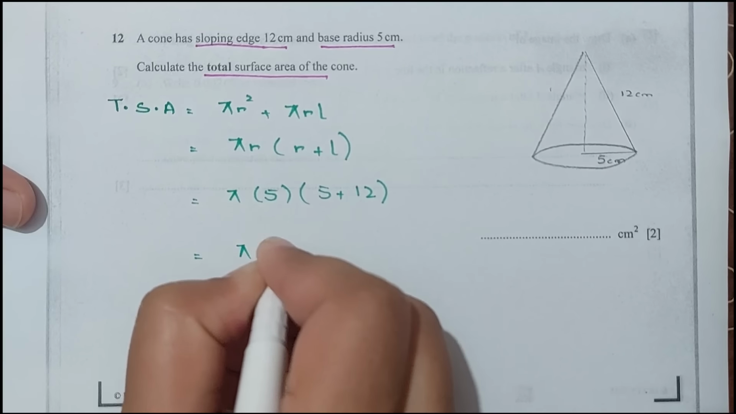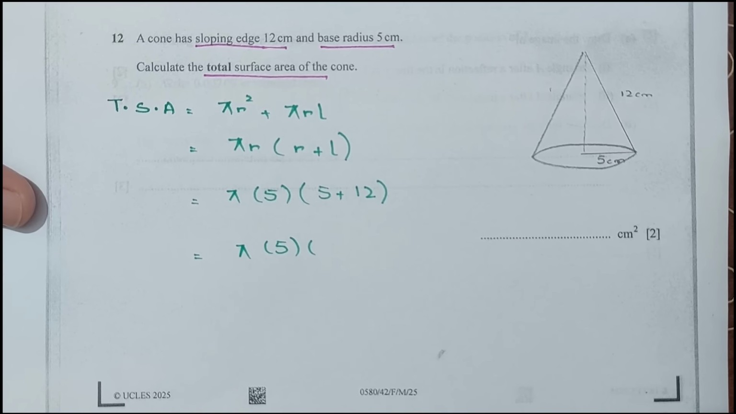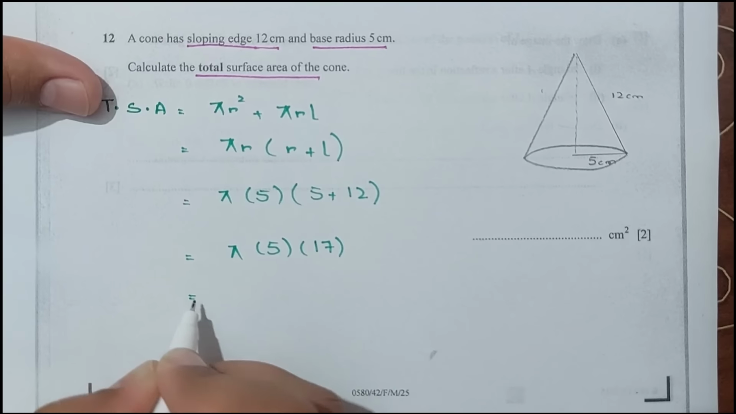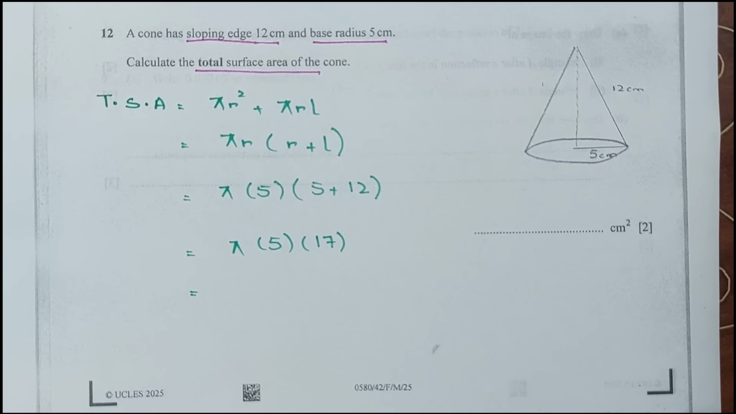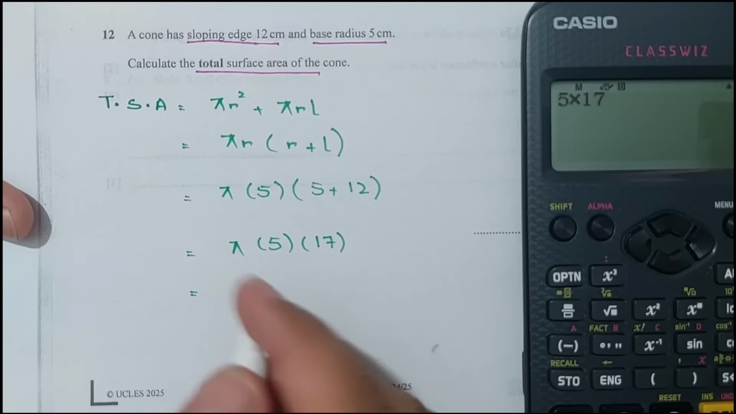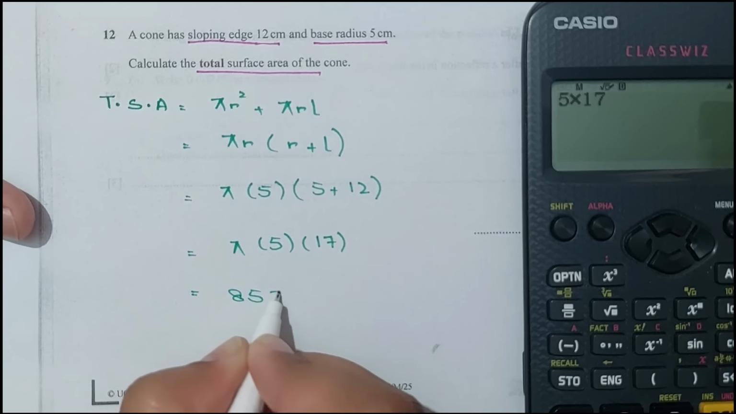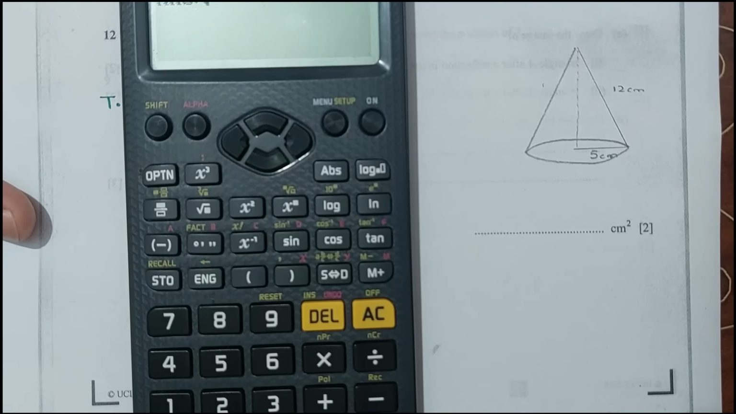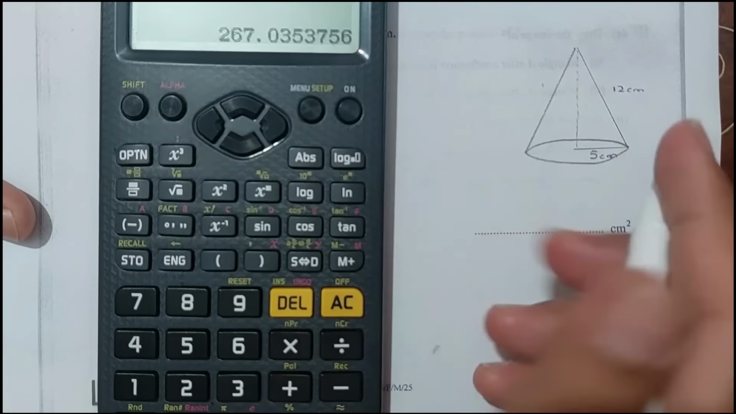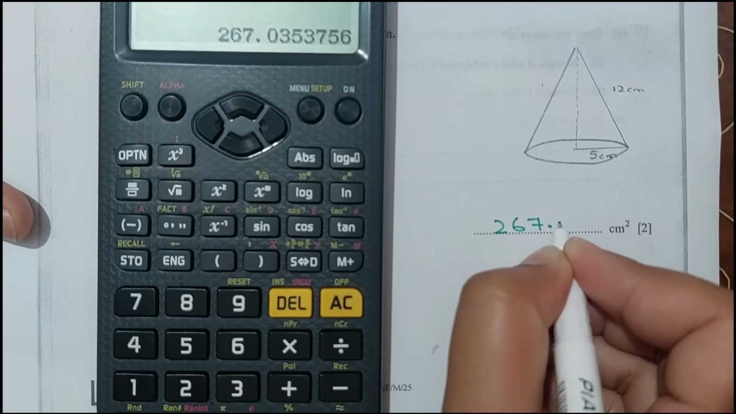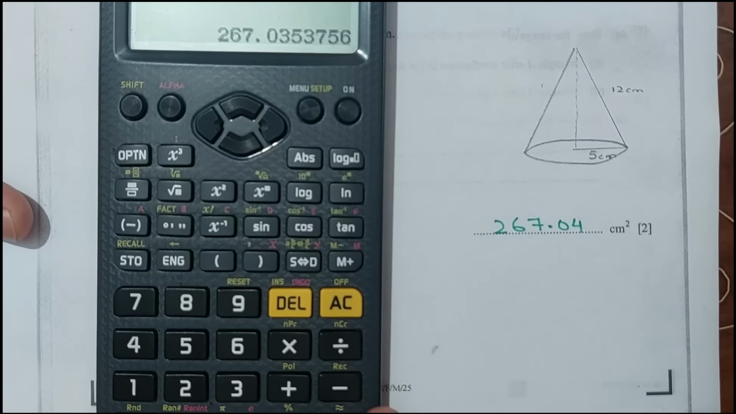So pi into 5 plus 12 is 17, and 5 times 17 in terms of pi, 5 times 17 is 85. So the answer is 85 pi centimeter square, or 85 times by pi. 85 pi is 267.04 centimeter square.